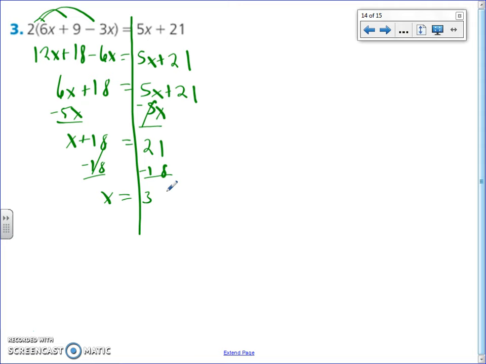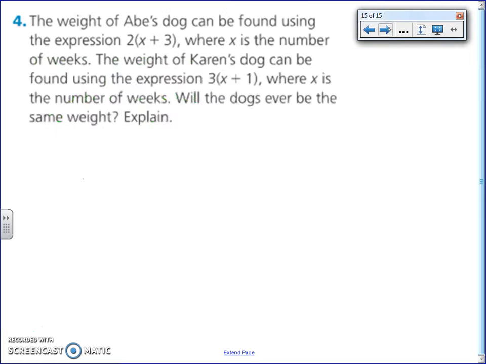Since there is one solution for this problem, and it wants to know how many solutions these problems have, this is a one solution problem. And the last problem for today is this word problem. So the weight of Abe's dog can be found using the expression 2 times the quantity x plus 3, where x is the number of weeks. The weight of Karen's dog can be found using the expression 3 times the quantity x plus 1, where x is the number of weeks. Will the dogs ever be the same weight?